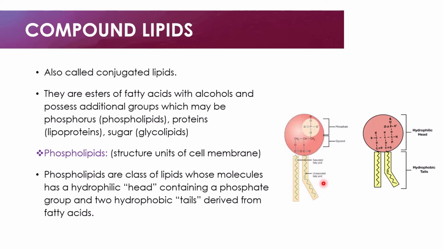And this is the phosphate group at the hydrophilic head of the phospholipid, and these are the two fatty acids at the hydrophobic tail. What you can also see over here is that we have a saturated fatty acid here and an unsaturated fatty acid here. So this is just the structure of phospholipids.